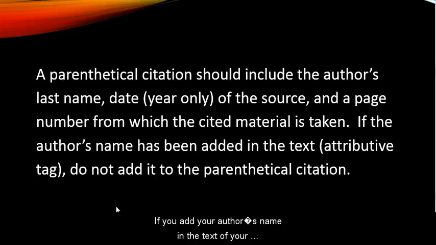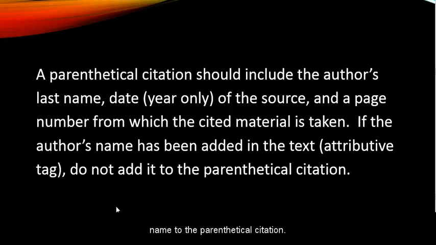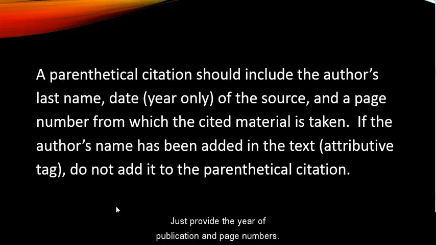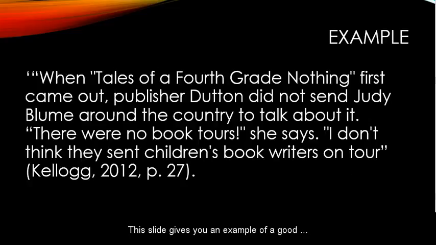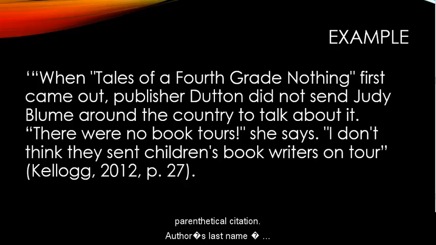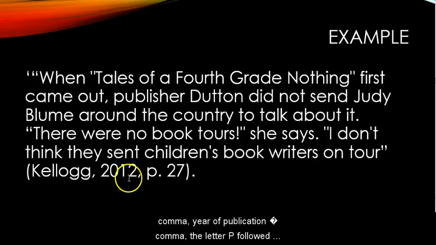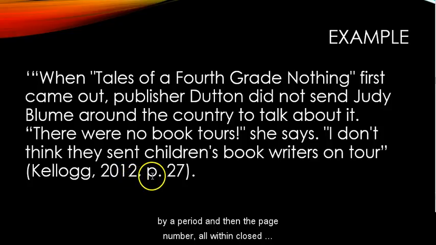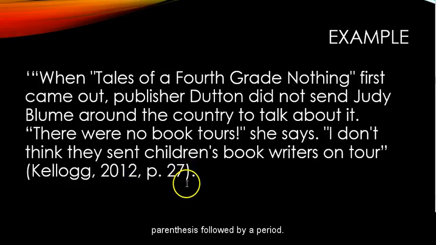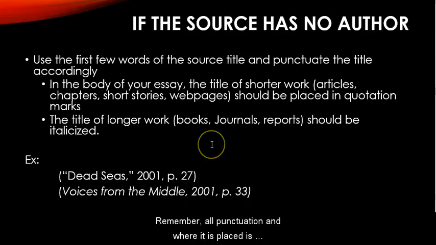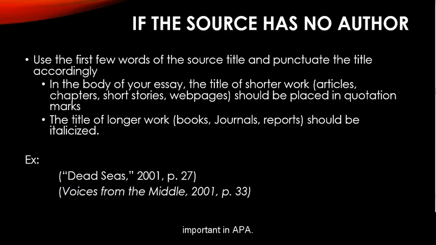If you add your author's name in the text of your paper, then you do not have to add the author's last name to the parenthetical citation. Just provide the year of publication and page numbers. This slide gives you an example of a good parenthetical citation. Author's last name, comma, year of publication, comma, the letter P followed by a period, and then the page number, all within closed parentheses followed by a period. Remember, all punctuation and where it is placed is important in APA.